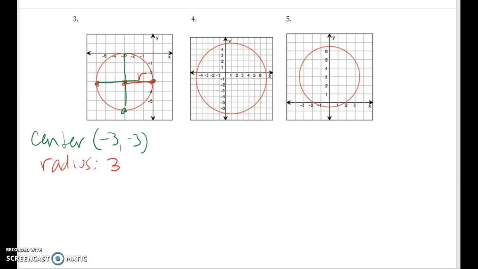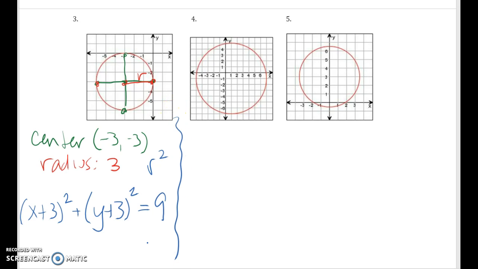Now we're going to substitute into our form. x plus 3 squared plus y plus 3 squared, again opposite signs of those center coordinates, equals the radius squared, which is 9.